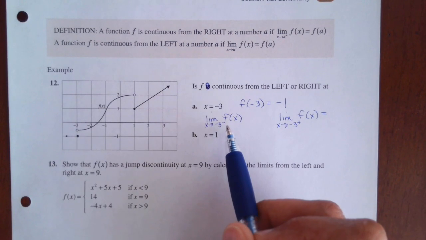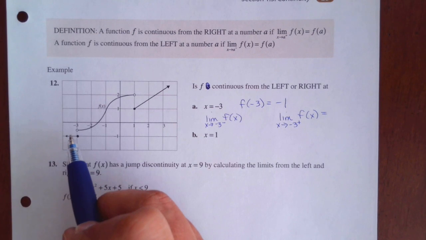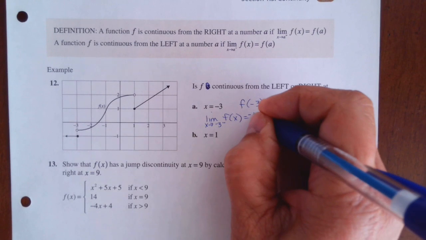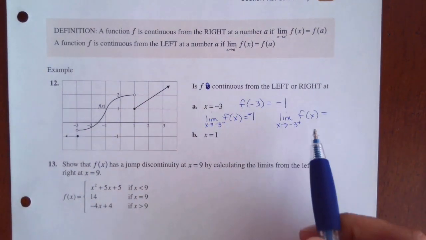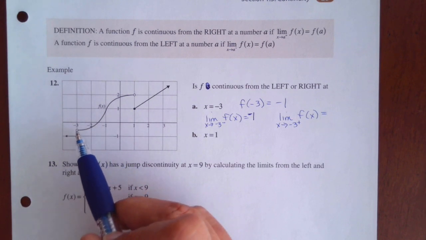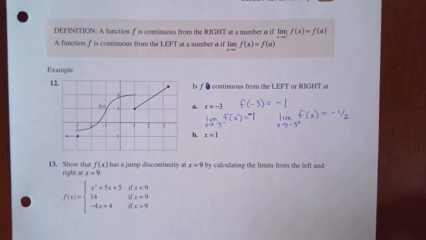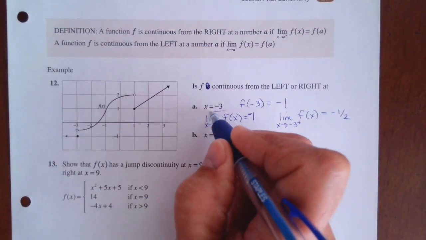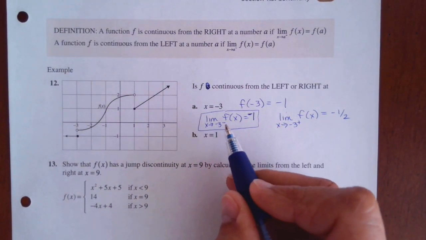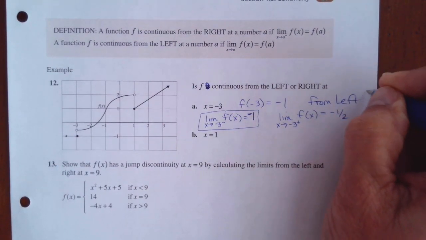So let's see what we get. If we find the limit as x approaches negative 3 from the left, coming in from the left, we would get negative 1. If we take the limit as x approaches negative 3 from the right, we would be coming this way, and that would be right here, which is about negative 1/2. So which one was equal? That was equal to the function value, so that means this is continuous from the left. That's the side that was equal.